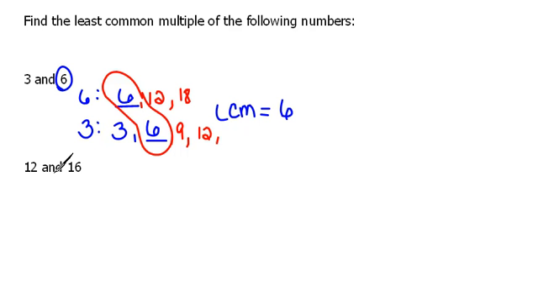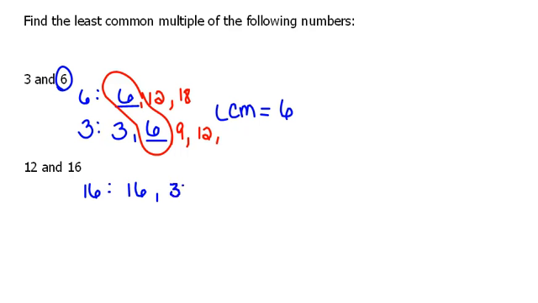Alright, let's look at the 12 and the 16. So again, I'm going to start with the larger number, 16, and I'm going to write out the multiples, and we're going to stop when we find one that's divisible by 12. So for 16, 16 times 1 would be 16. That's not divisible by 12.